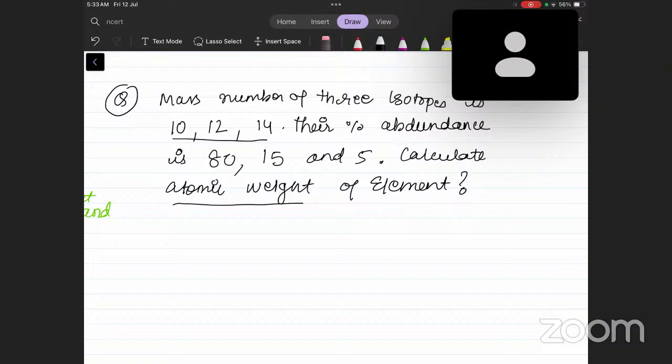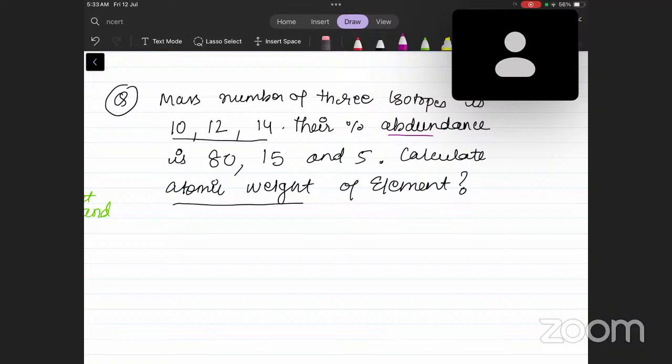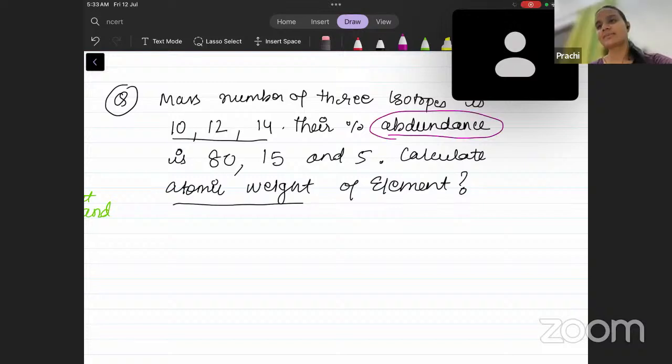Ma'am, okay, what you people don't know? Okay, what is abundance, see. Okay, or this part you don't know. This you haven't learned earlier, correct? So yes, we will understand about all the things. What is abundance? What is isotopes?